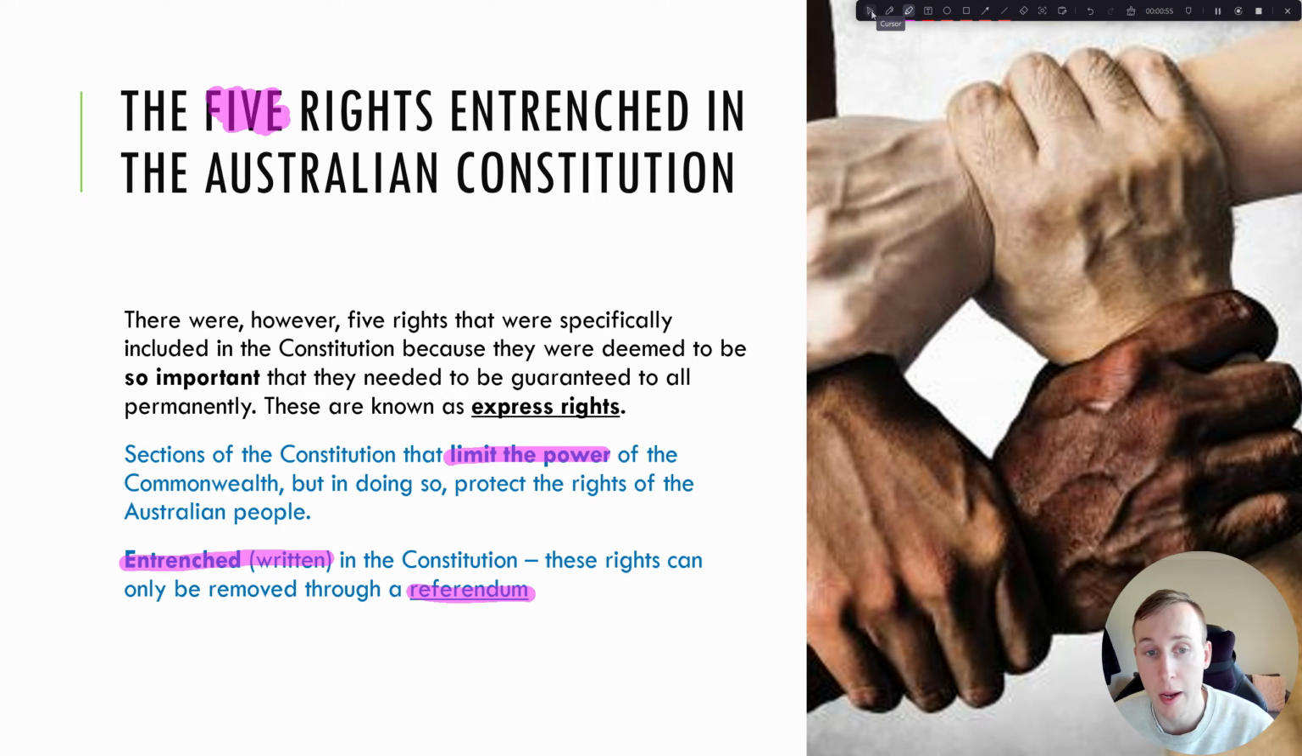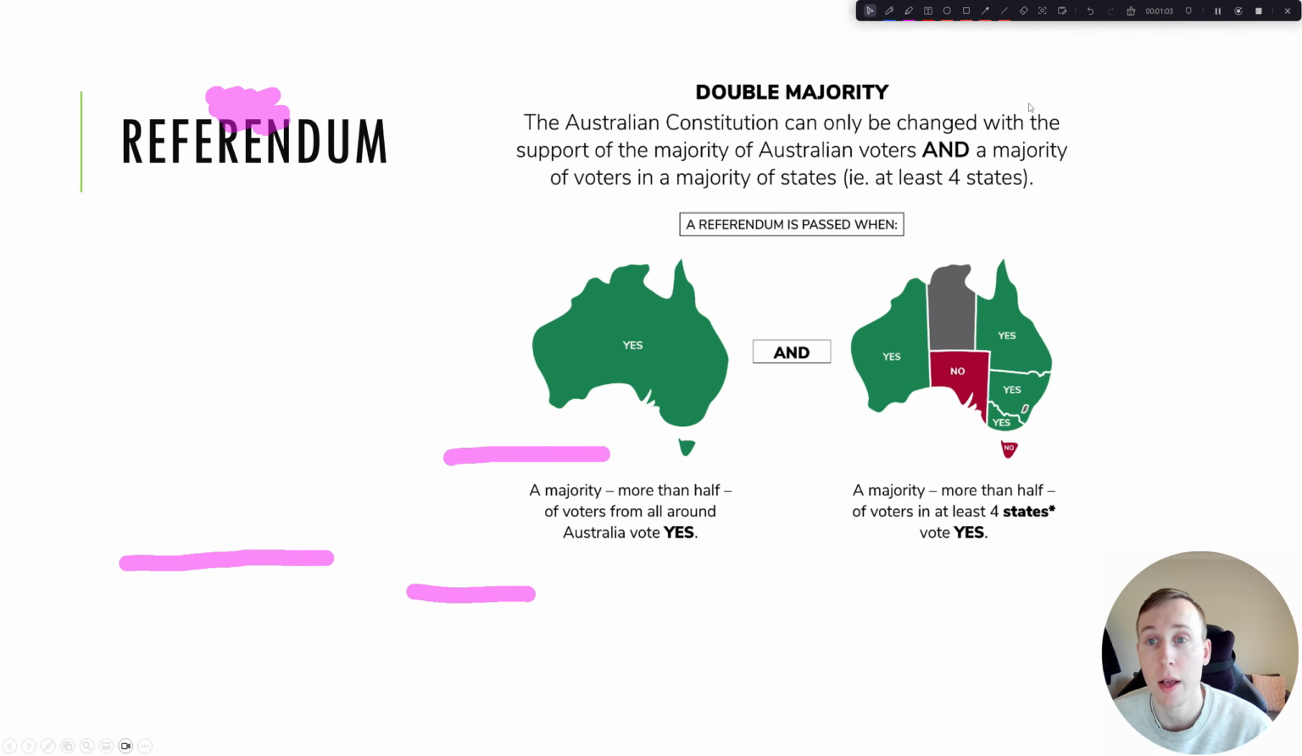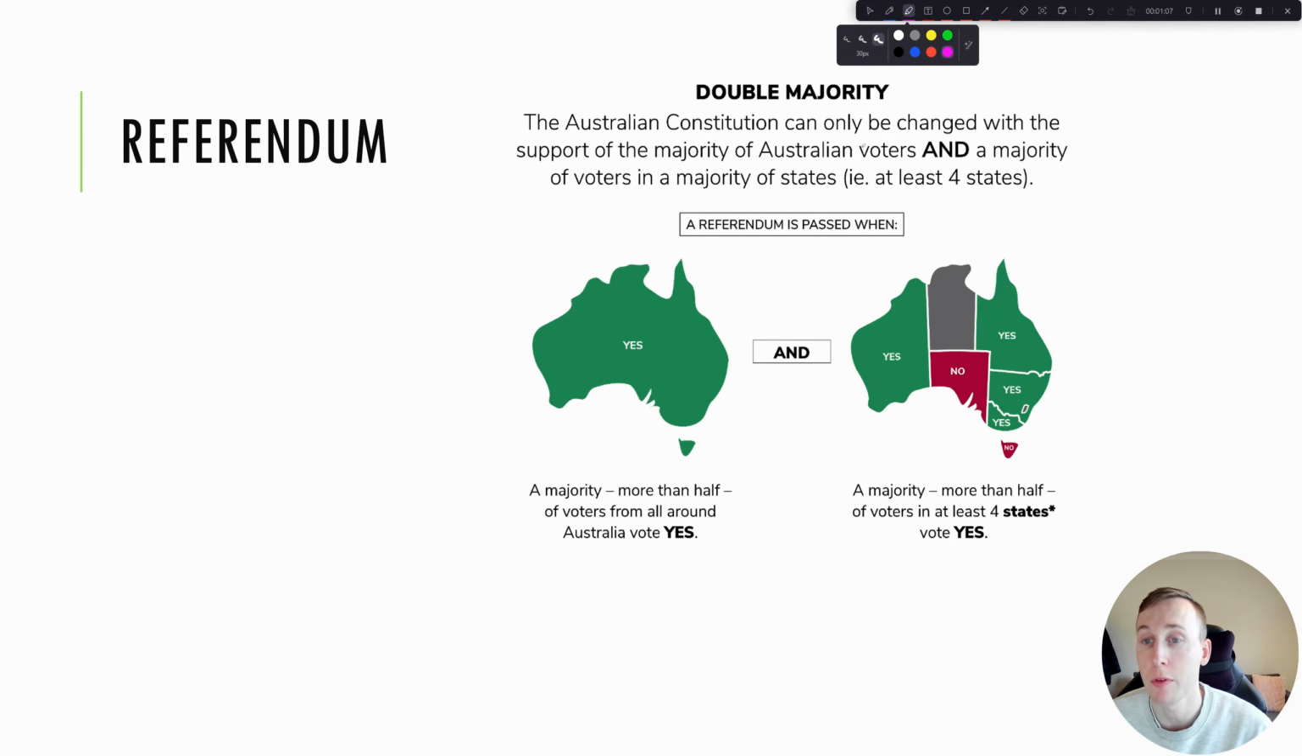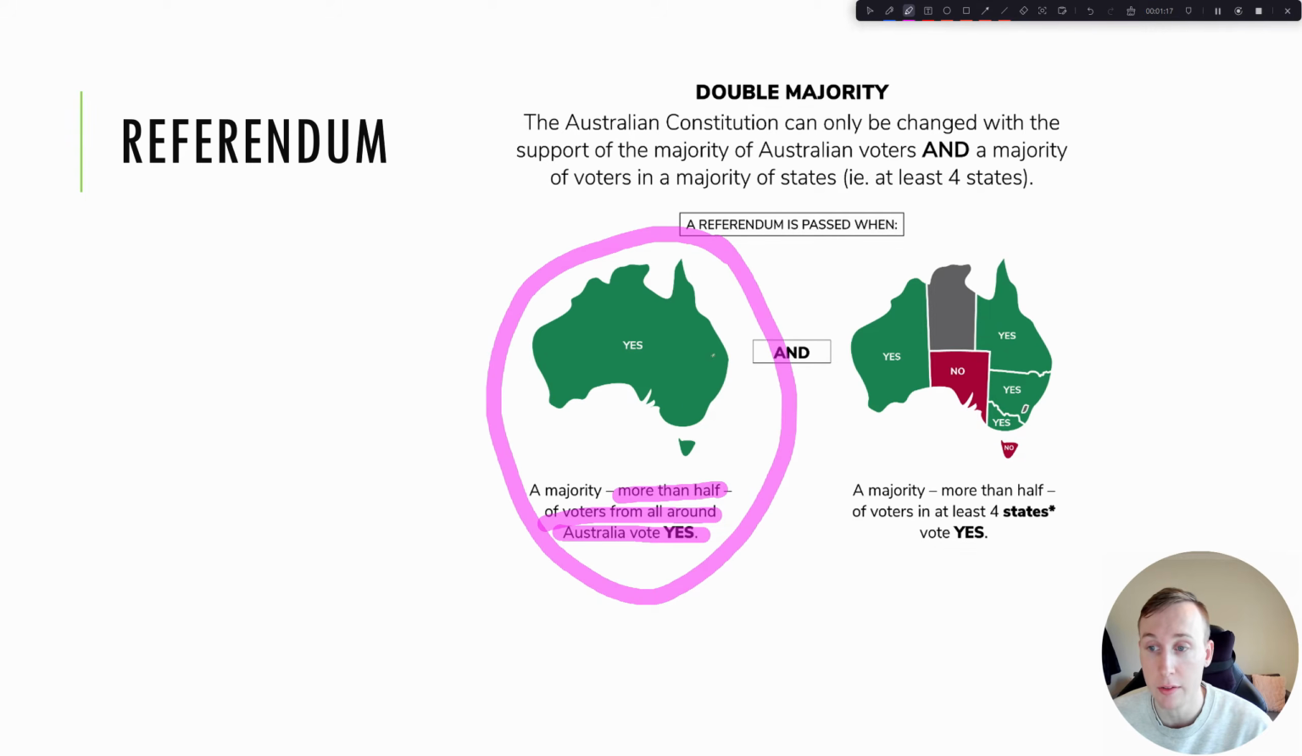So to paint a picture for you, hypothetically, if we wanted to take away the right to freedom of religion in Australia, we would need what's known as a referendum. So if we were to remove that freedom of religion right, we would need more than half of Australian voters to say, yes, we want to remove that right. So that's really difficult to achieve in itself.